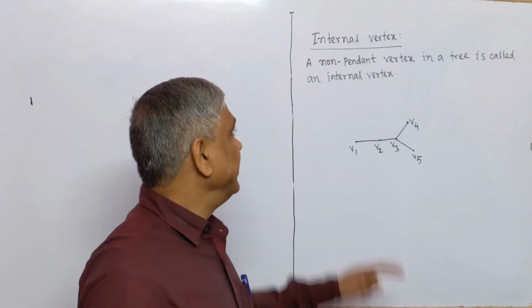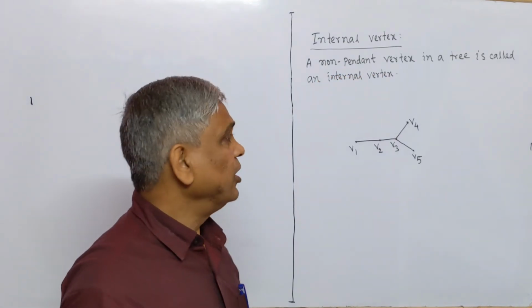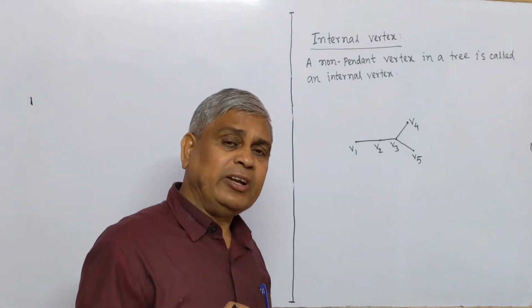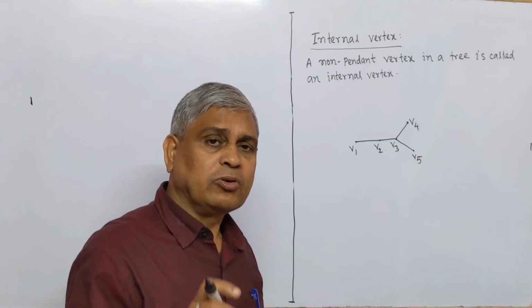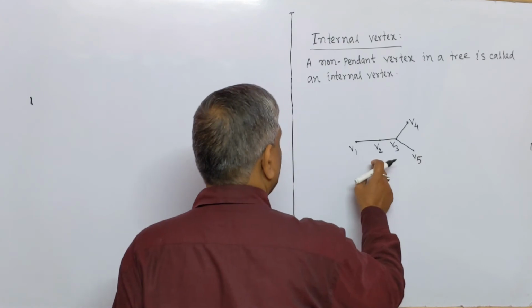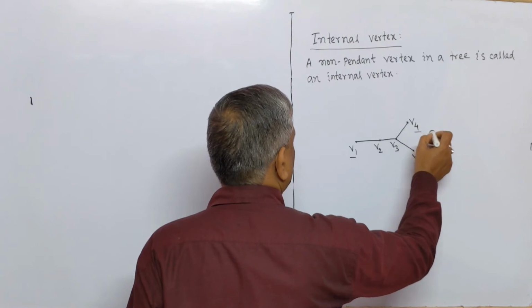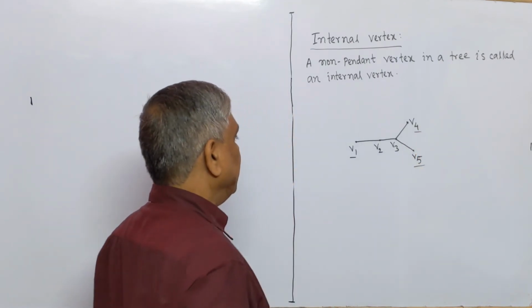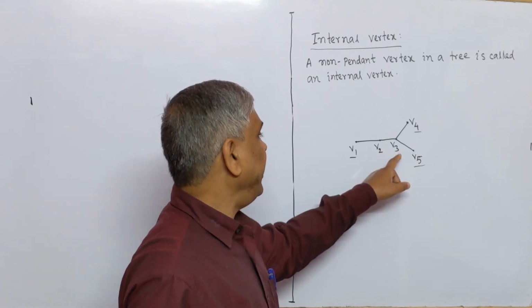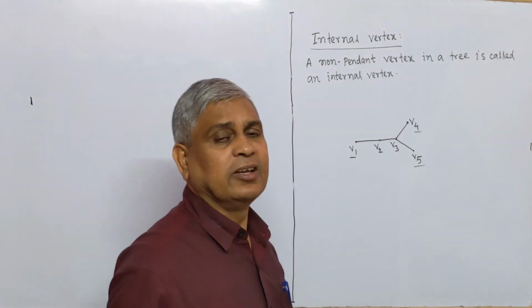Now we define internal vertex. A non-pendant vertex in a tree is called an internal vertex. Pendant means the vertex with degree 1. Here in the figure we see that the vertices of degree 1 are V1, V4 and V5. Therefore the remaining vertices are V2 and V3. V2 and V3 are called internal vertices.